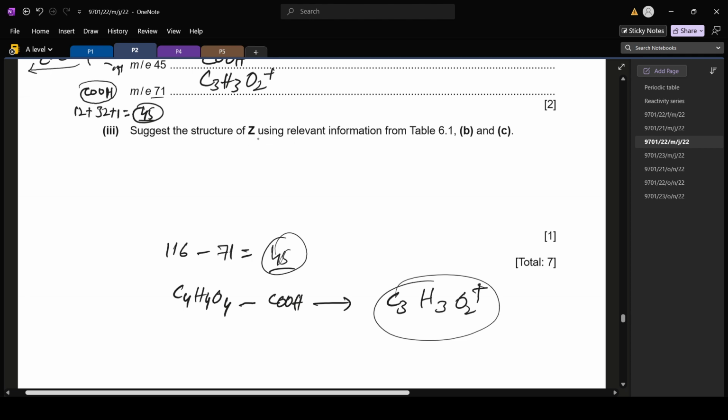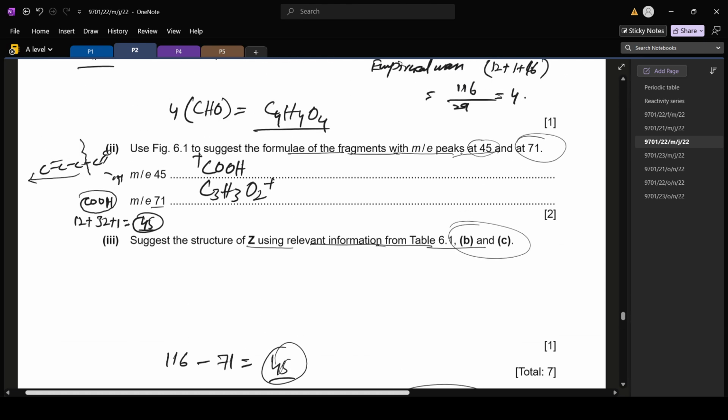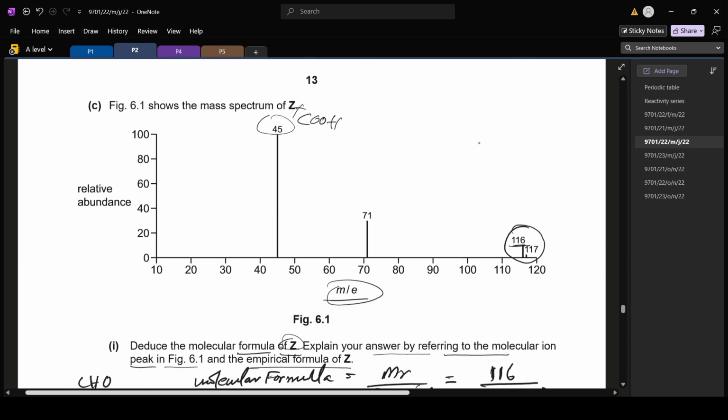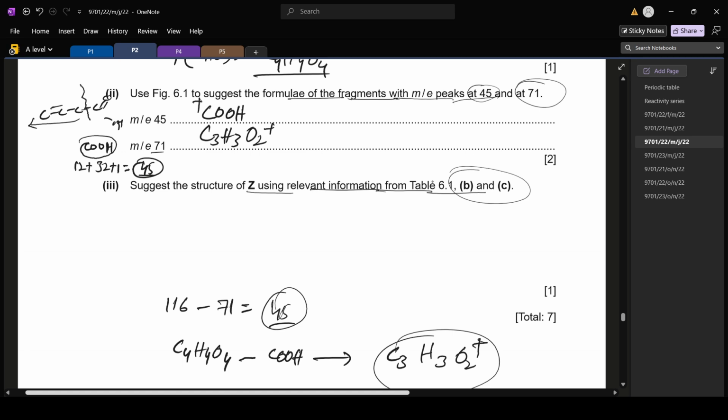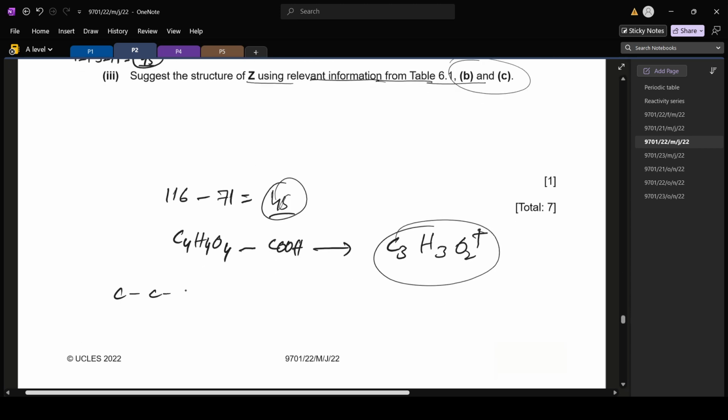Now the last part, suggest the structure of Z using the relevant information from table 6.1. So from here you are sure that you have a carboxylic acid here, and you have an alkene. So let's suppose I draw the alkene group here. We will find the structure by hit and trial method. So let's make this an alkene like this.